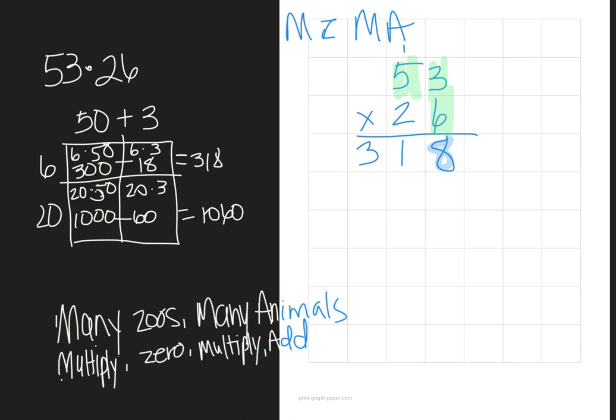And I'm going to draw a line and show you those two partial products are the same because we did 6 times 53, and that's exactly what we got. We did 6 times 50 plus 6 times 3, and that equals 318. Well, we have the same thing here.